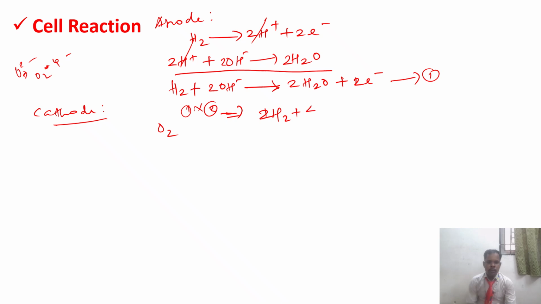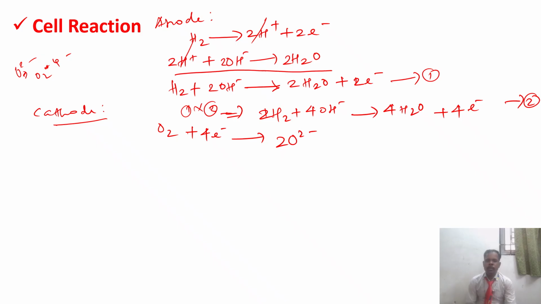2H2 plus 4OH minus gives 4H2O plus 4 electron. So this is equation number 2. Now, what is the cathodic part? O2 gains 4 electron from the anodic part. It will be converted into 2O2 2 minus. What is the name? Superoxide radical.